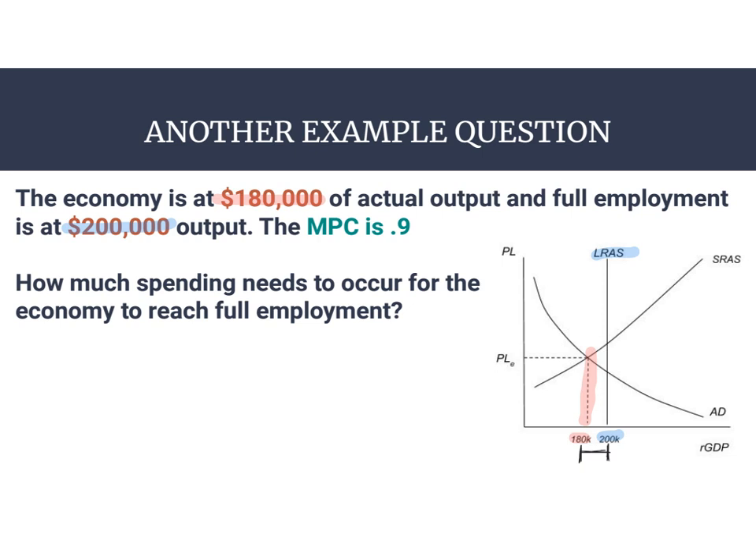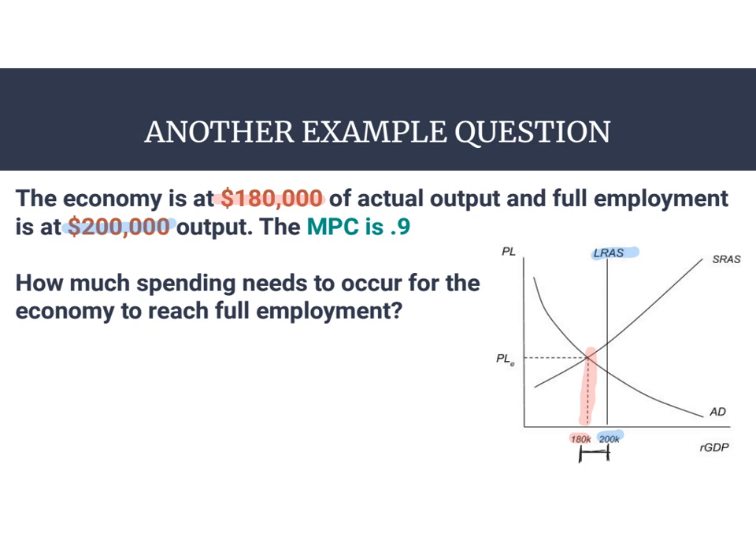But can you increase spending? Can you just simply increase spending by $20,000? And the answer is no, right? Because if you increase spending by $20,000, sure, that's going to boost aggregate demand to that $200,000 mark. But because of the multiplier effect, it'll blow you way past that, right? So we have to calculate how much to increase spending by in order to return us to full employment.